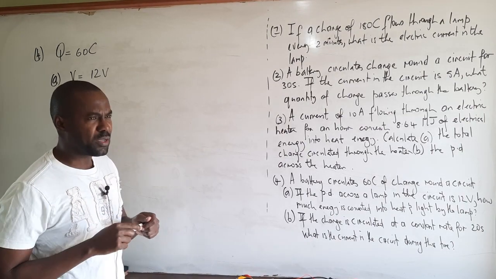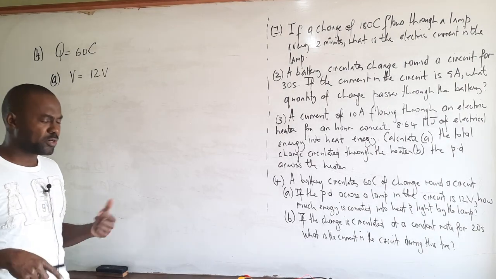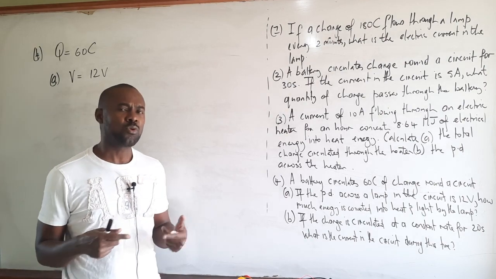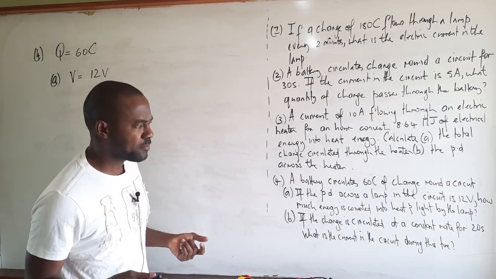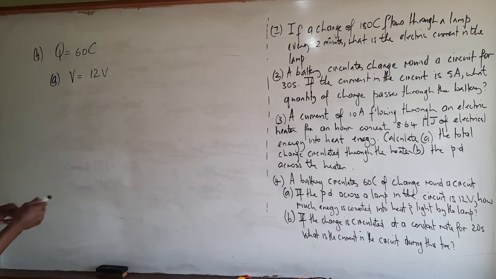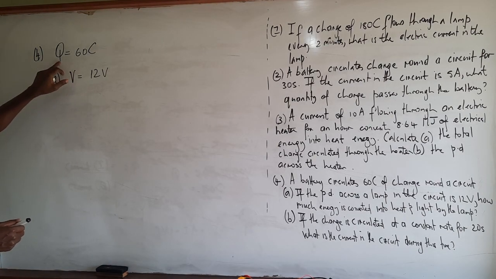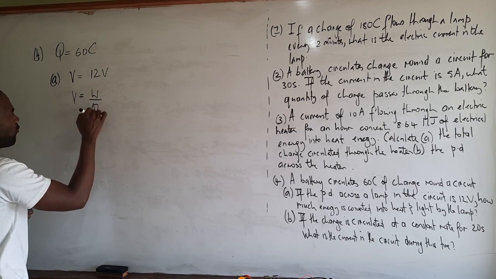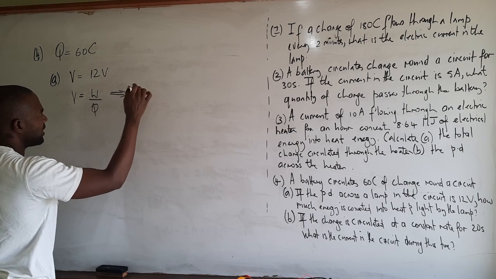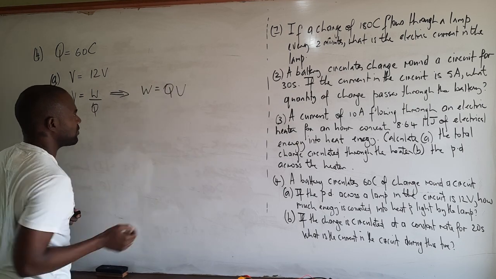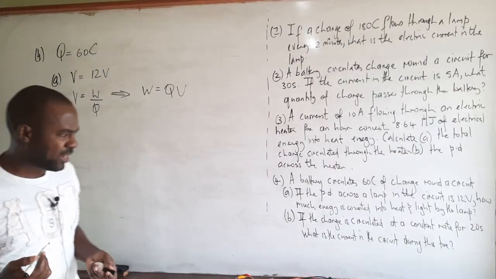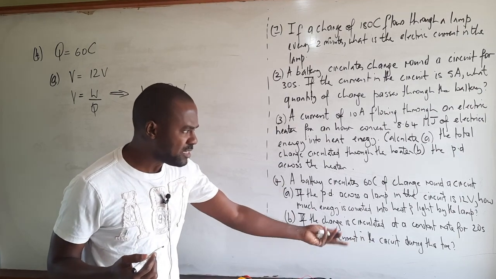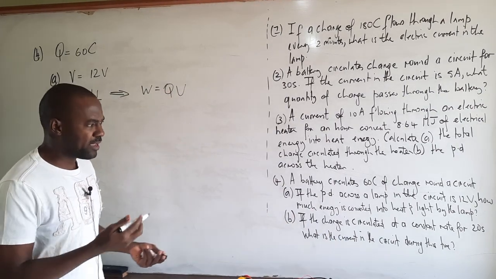Now, as I mentioned before, when I speak about the PD across a device, essentially we're talking about the amount of electrical energy which has been converted to other forms of energy per coulomb of charge flowing through that device, right? So using the formula which relates potential difference V, charge Q, and energy W, the formula is V equals W over Q. And from this equation, we simply get that W is equal to QV. So using this equation, we can calculate how much energy has been converted from electrical energy to mainly light and heat by the lamp, right?